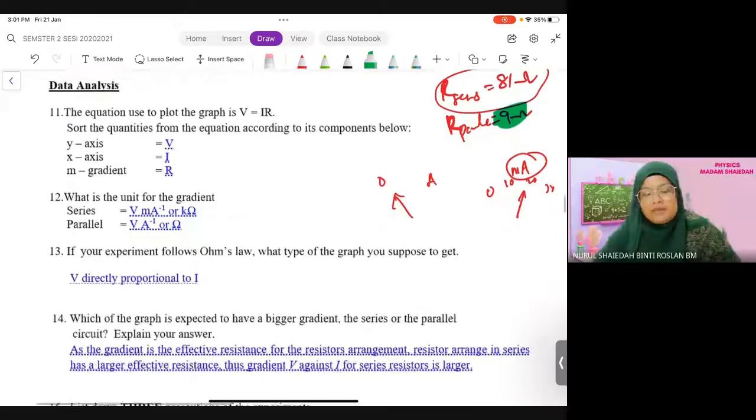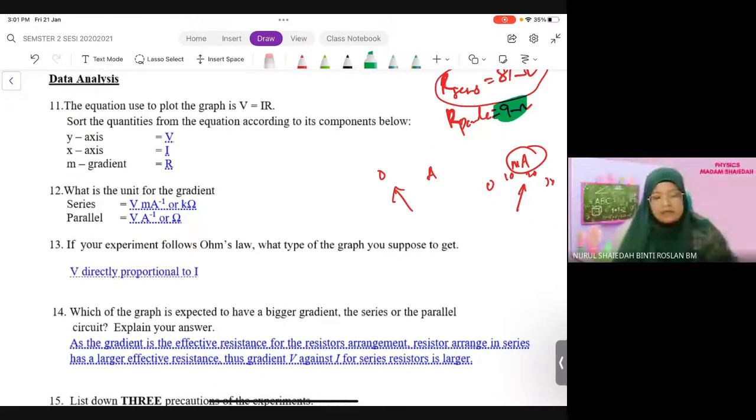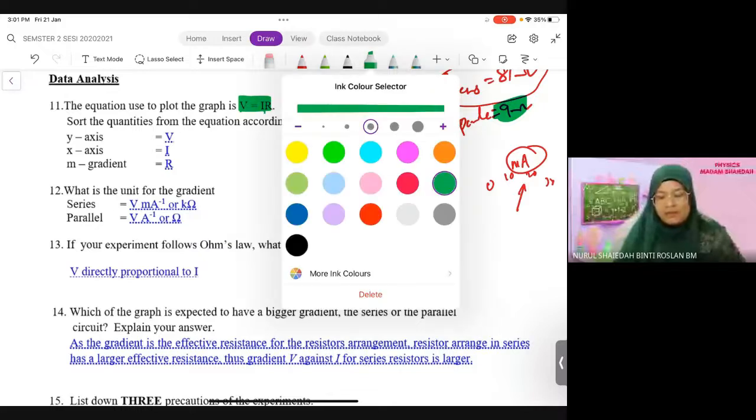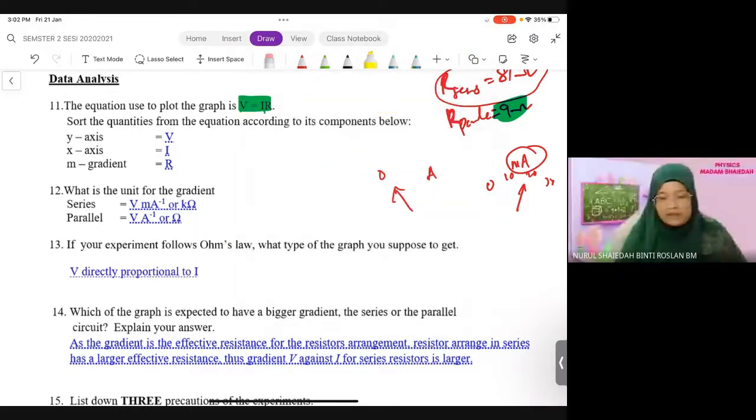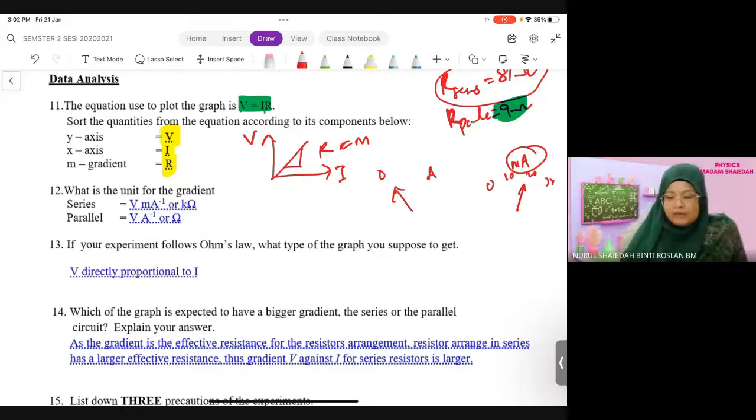Alright, soalan number 11. The equation used is V equals IR. Okay, solve the quantity equation below. Okay, siapa Y axis? So Y axis you adalah V lah. Sebab you ubah voltage and then current, your gradient akan jadi R lah. Tadi sama je lah, V, I. So gradient you akan adalah sama dengan m. Okay. Apa unit untuk gradient? Ini volt tadi kan? Ini ampere.